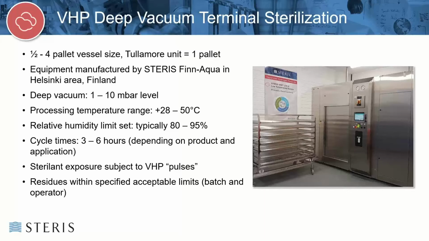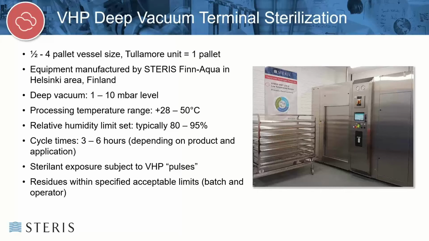Sterilant exposure then with VHP is subject to pulses, which I'll go into a bit more in the next slide, which is a bit different from how you might see with an ethylene oxide cycle, where in EO you just put in one pulse of EO and then keep it at that level for a set dwell time. In VHP, we do multiple pulses of this.